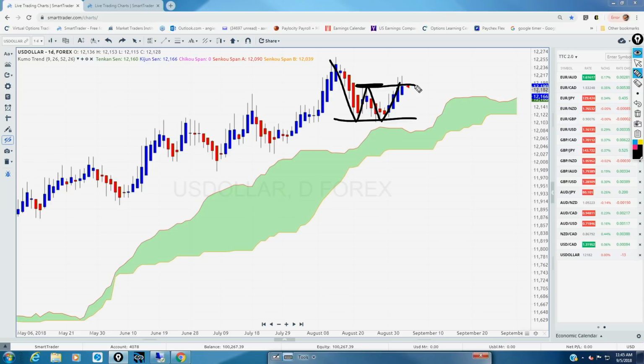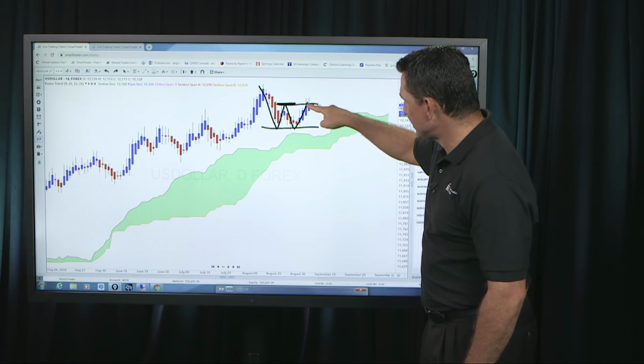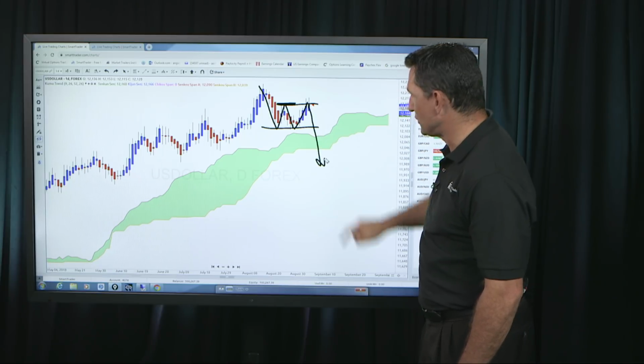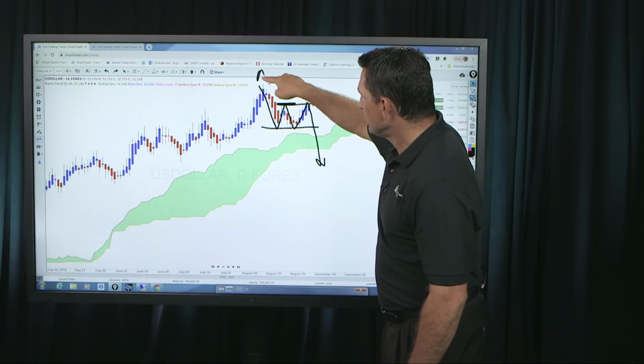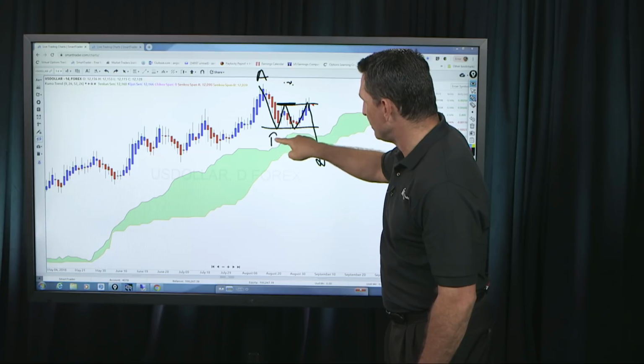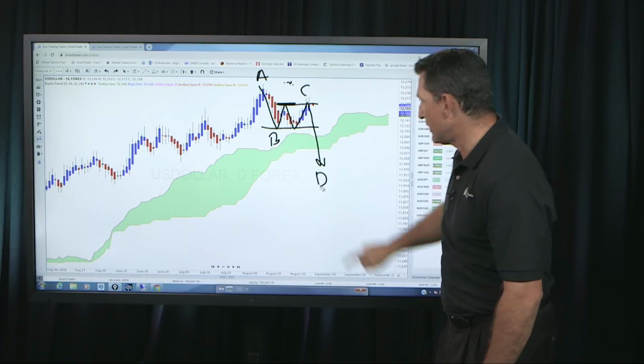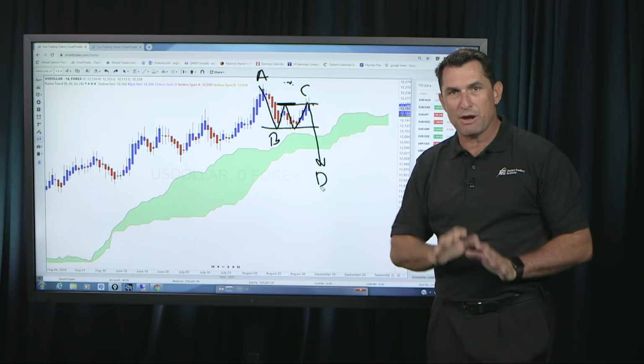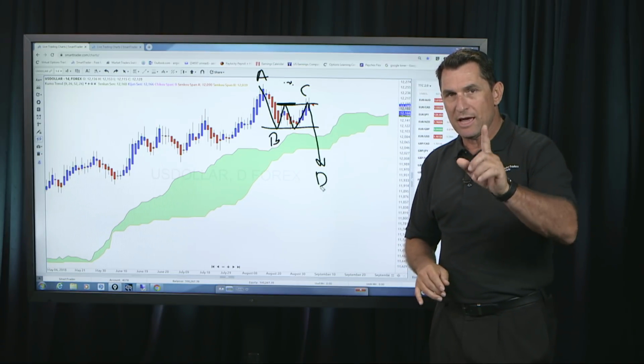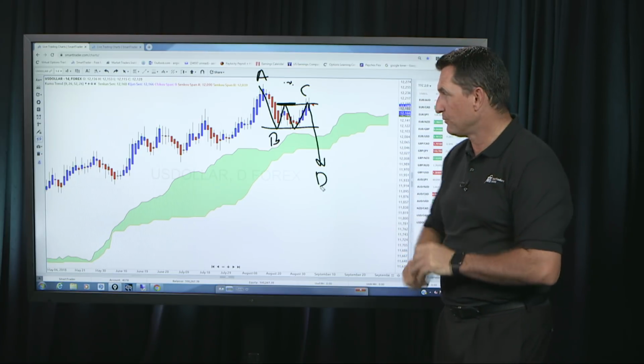The next move for the dollar index is to head south, bearish, based on a typical down A-B move right here. Looking for a C right here, looking for its D down here. All right, so looking for a nice bearish move to the downside. Now this is where things become real interesting.